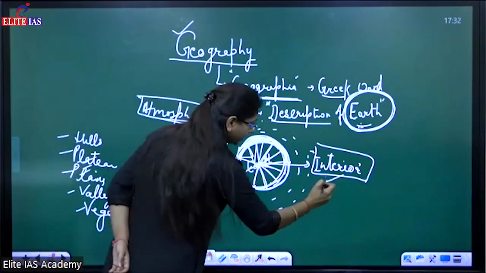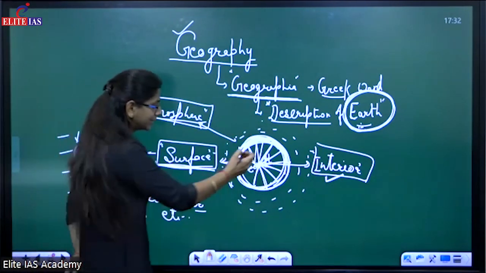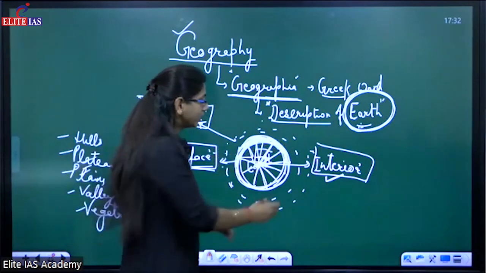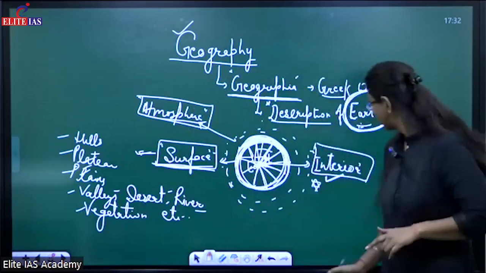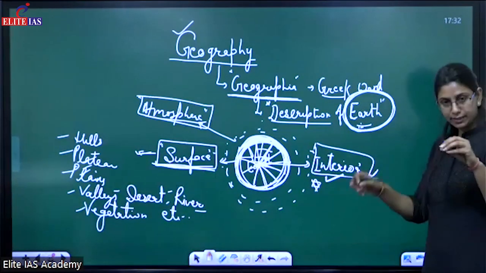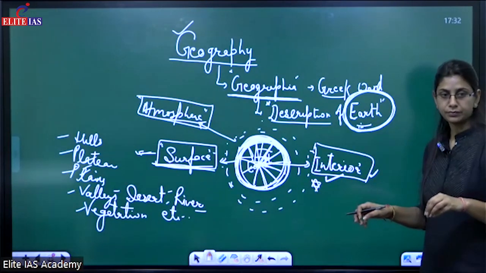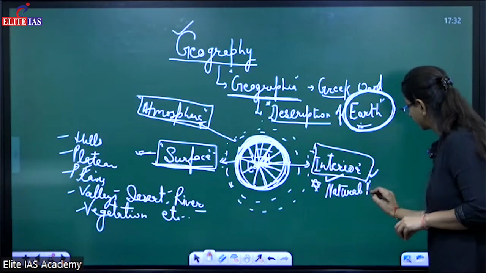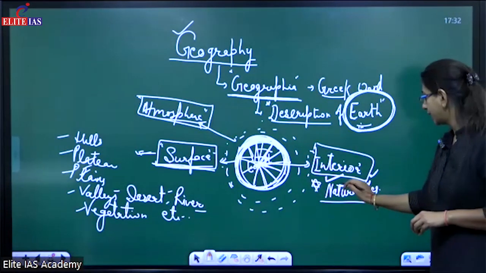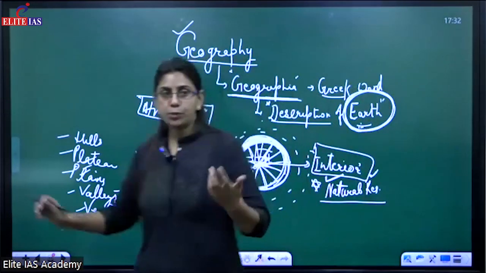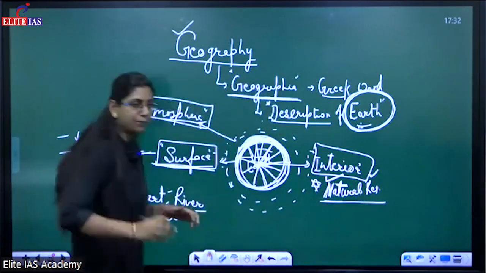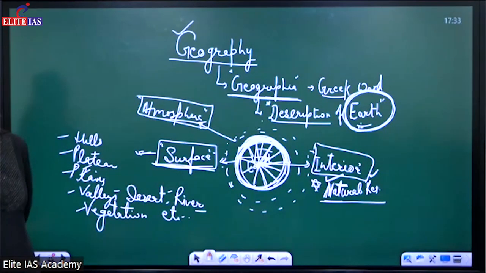Then in this part, interior, we are going to discuss the interior layers of the Earth from the outer layer to the core, right? And the most important thing in this topic will be the natural resources, the minerals which we have specifically in India. When we discuss these natural resources, we will focus on which type of natural processes or human activities motivated some changes in the natural resources or minerals, right?